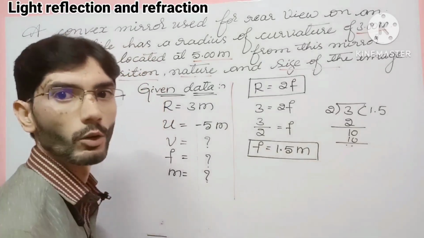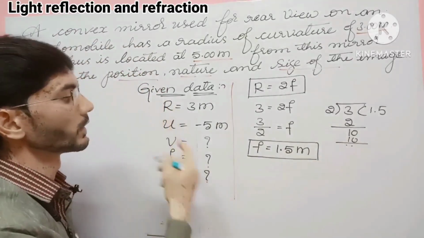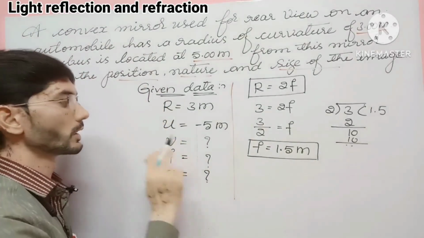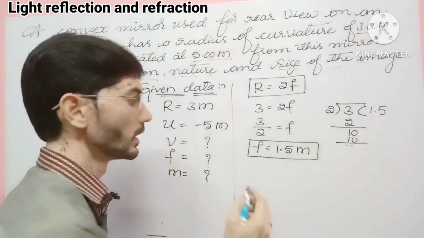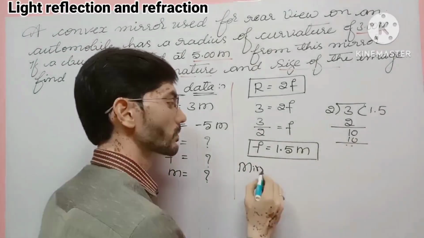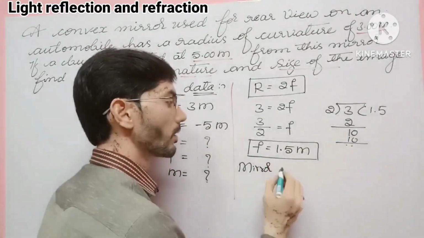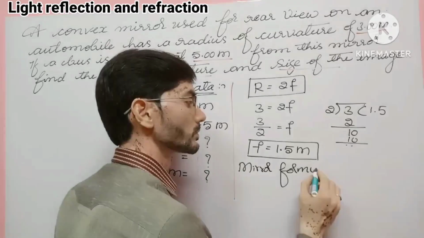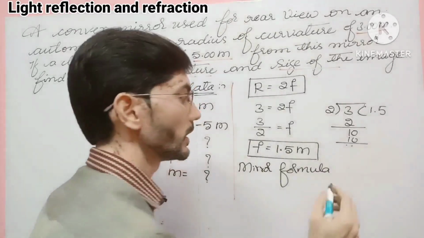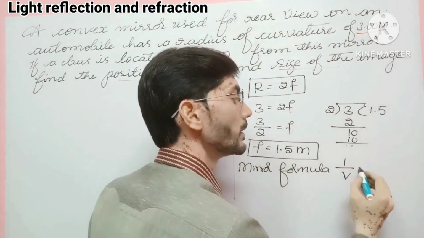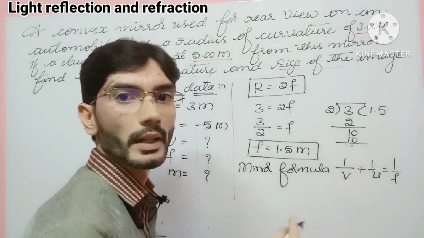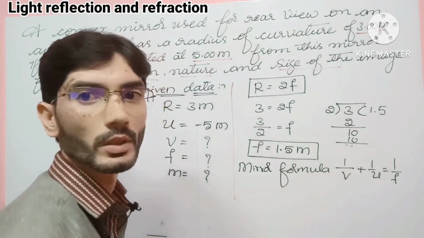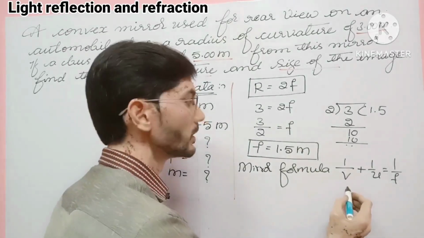Now F value we have got, right? And now let's move on. Once we know F value and U value, V value we can find out. Now we will use the mirror formula. And now mirror formula is nothing but 1 by V plus 1 by U is equal to 1 by F. Here either you rearrange or you may directly substitute. Now let me do directly.